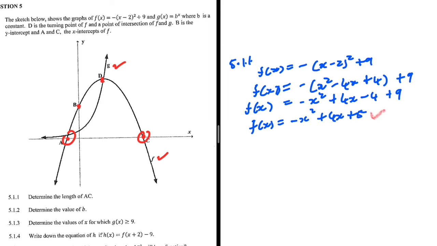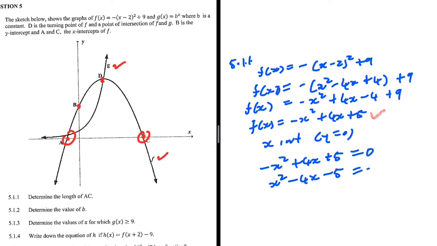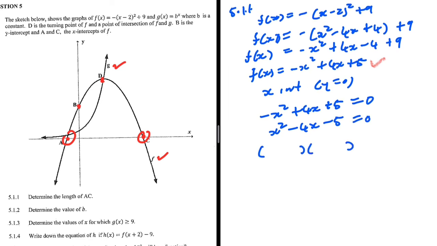So there we go, we have f of x. Now we can go ahead and determine the x-coordinates of A and C. So we know that these are x-intercepts, so y equals 0. So we're going to have minus x squared plus 4x plus 5 equals 0. If we divide both sides by minus 1, we get x squared minus 4x minus 5 equals 0. So this is what we need to factorize. So factors of minus 5 which, when we add, we get minus 4. That is minus 5 and plus 1. Okay, minus 5 plus 1 is minus 4, and minus 5 multiplied by plus 1 is minus 5. So x equals 5 or x equals minus 1.